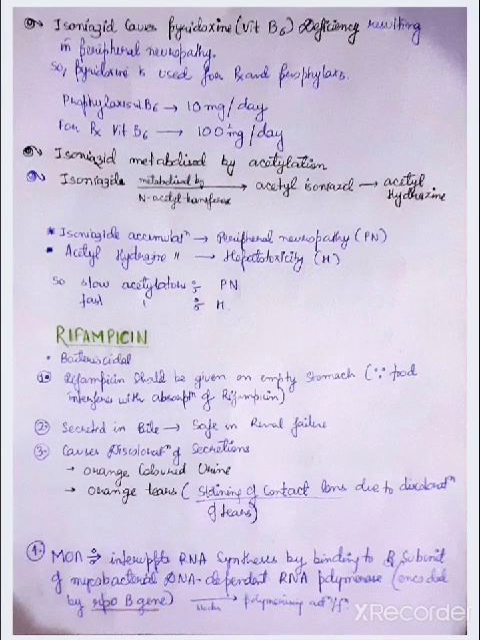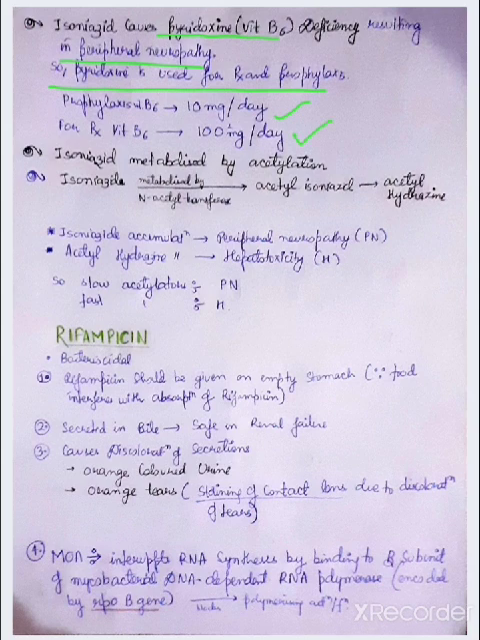Isoniazid causes pyridoxine, vitamin B6, deficiency, resulting in peripheral neuropathy. So pyridoxine is used for treatment and prophylaxis. That's why we give pyridoxine or vitamin B6 for treatment and prophylaxis. For prophylaxis, vitamin B6 is given 10 milligram per day, and for treatment, vitamin B6 is given 100 milligram per day.